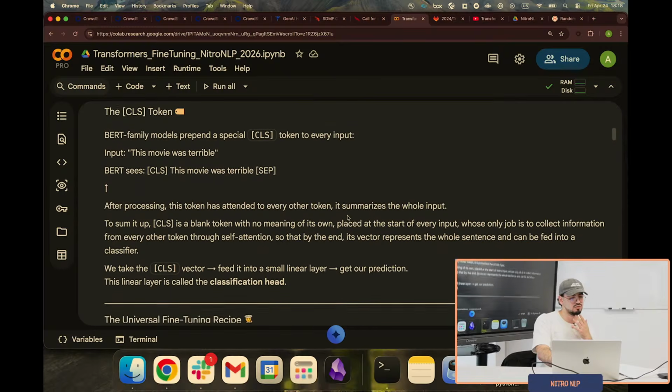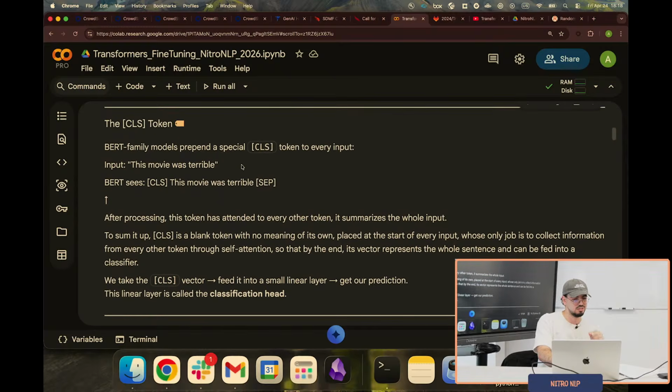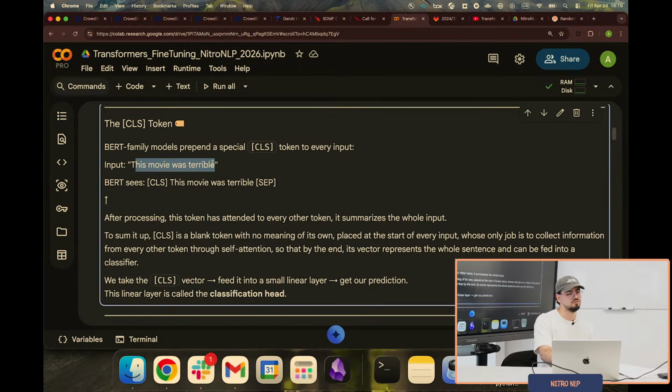And the last thing I want to talk about regarding the actual theory is the CLS token. The family of transformers we're going to use, called BERT, uses a special CLS token on every input. So basically, if I have the sentence "this movie was terrible", what BERT is going to see is CLS, this movie was terrible, SEP. SEP is a separator. But CLS is basically a blank token. It has no meaning. It is appended to every sentence that we're feeding it.